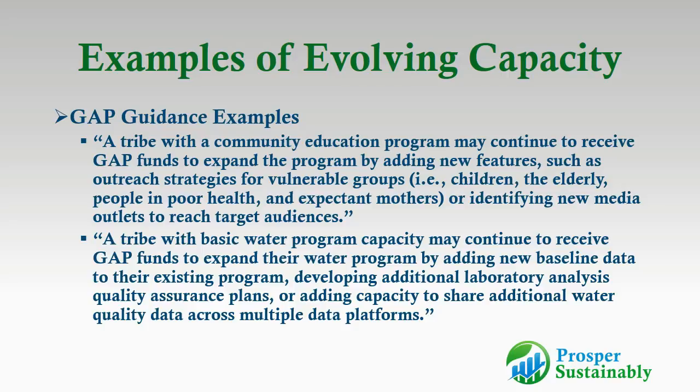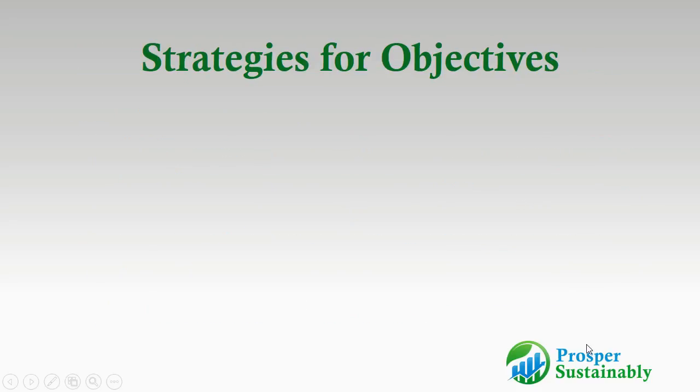You also could look to your Clean Water Act 106, and you don't necessarily need to meet those specific capacity building requirements under 106 or 319, but this is just another example of evolving capacity and how to make sure that you continue to get GAP funding for important activities.